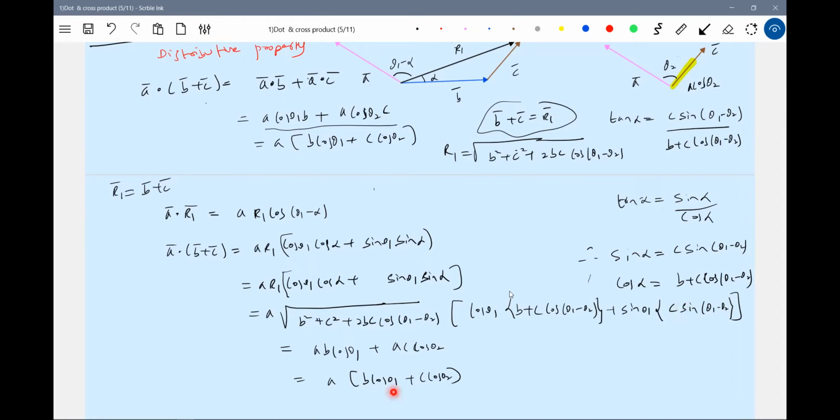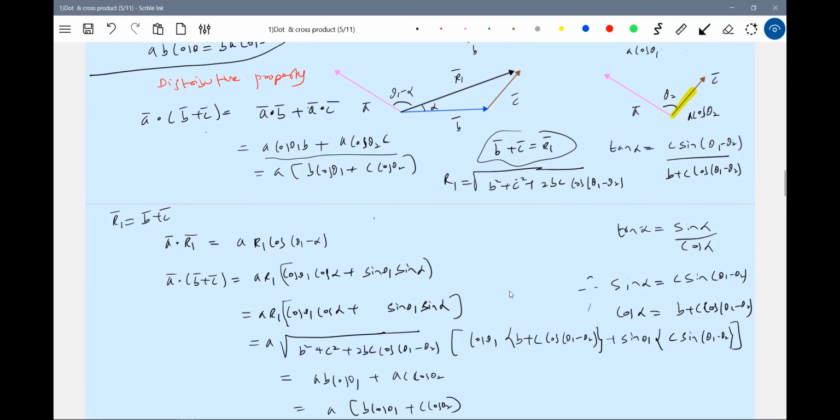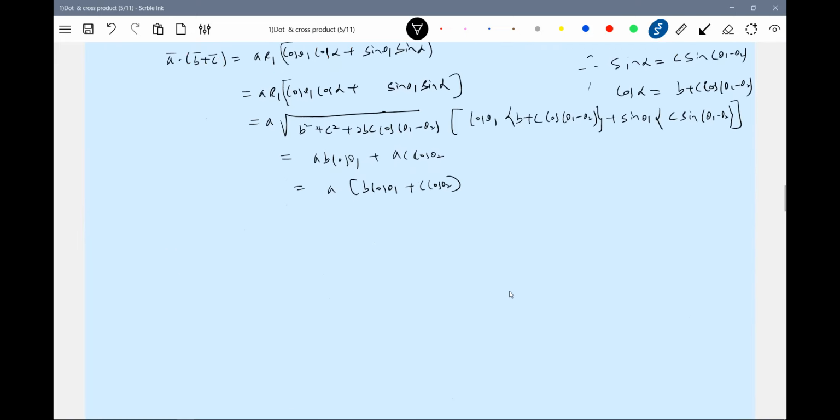Okay, so there's a distributive property. These properties are not simply dumping an equation. Distributive property, not only for this, even for subtraction also, we can do it. This will be A bar dot B bar minus C bar. This will become A bar dot B bar minus A bar dot C bar. Okay, this also comes in the distributive property.